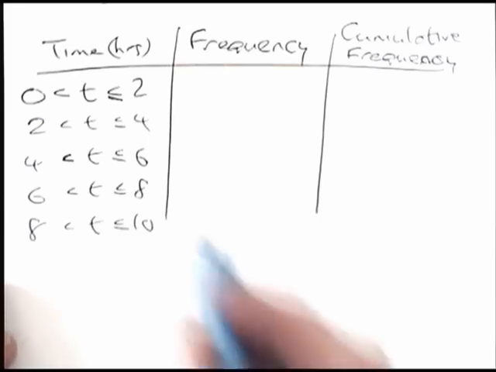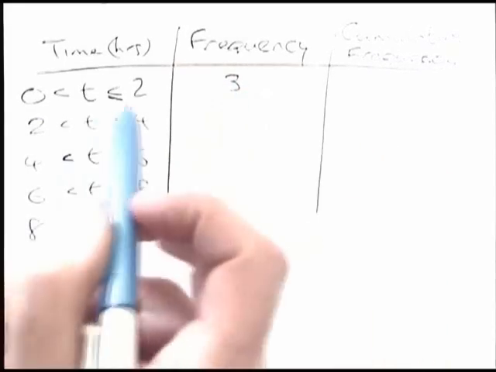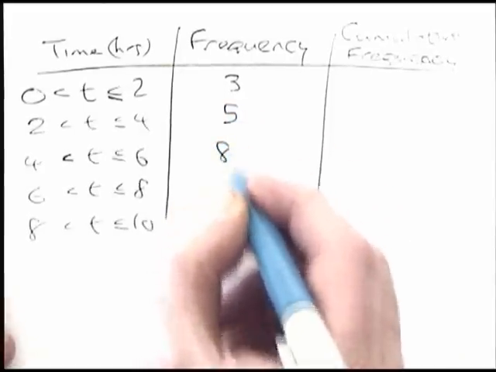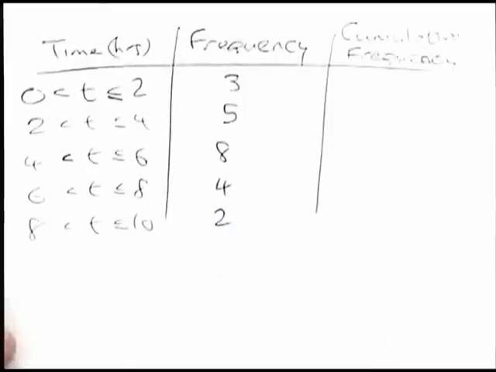So, we're going to have here 3 people had a time between 0 and 2 hours. We have 5 people there, 8 people, 4 people and 2 people. So that needs to be copied down. You may need to pause it there.